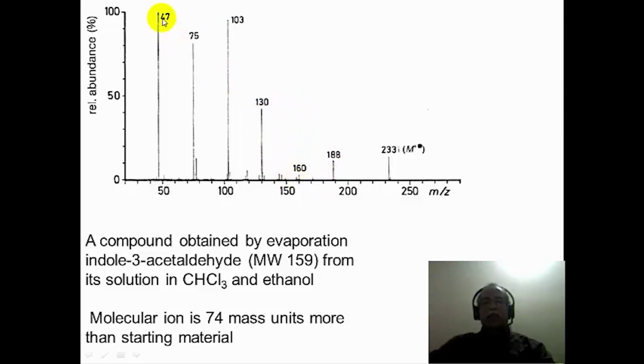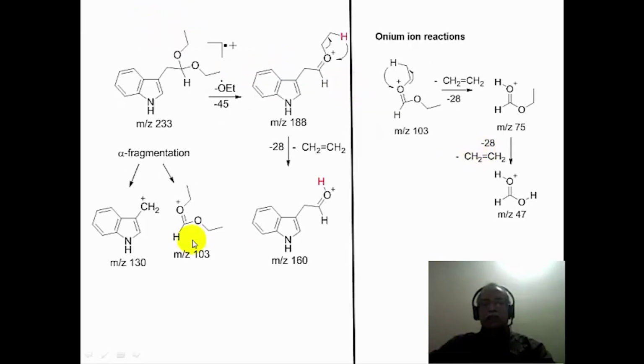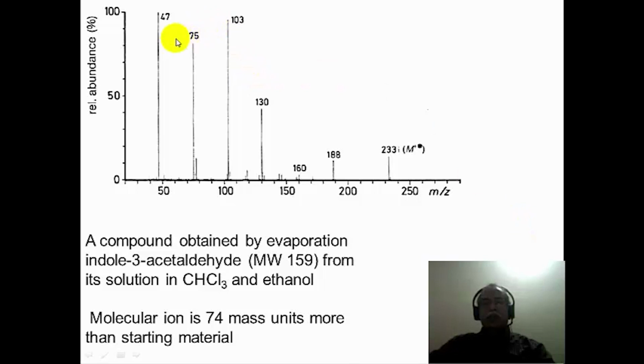Now let us try to identify what the peaks corresponding to 47 and 75 in the fragmentation pattern are. This oxonium ion has two ethyl groups with beta hydrogen, so another fragmentation process can take place, namely the onium ion reaction by the migration of the beta hydrogen onto the oxygen, giving the protonated form of ethyl formate, which has a molecular weight of 75. This can further undergo hydrogen transfer from the beta position to the oxygen, resulting in the formation of the protonated species of formic acid, which is 47 mass units. So those peaks are also seen. The 47 mass unit peak is the base peak in this particular spectrum.